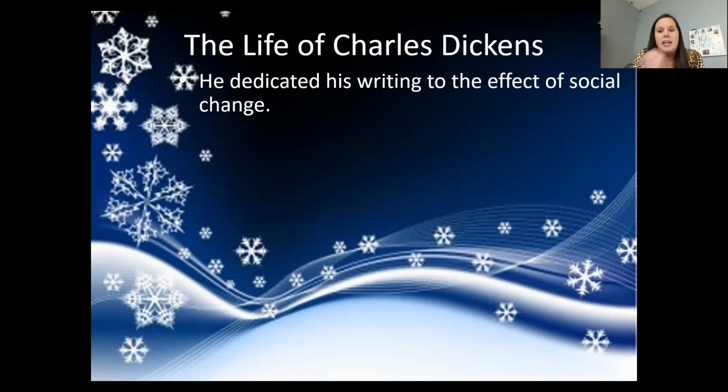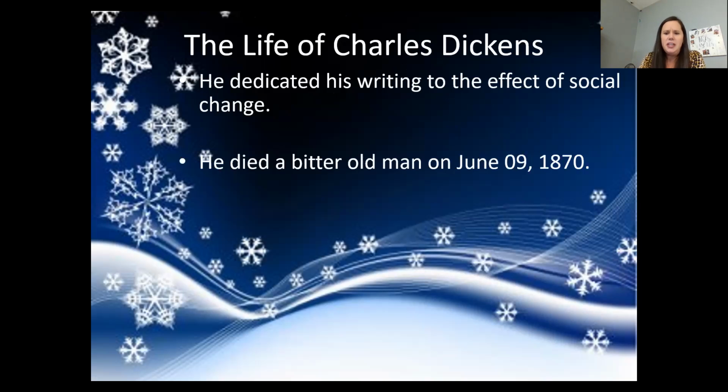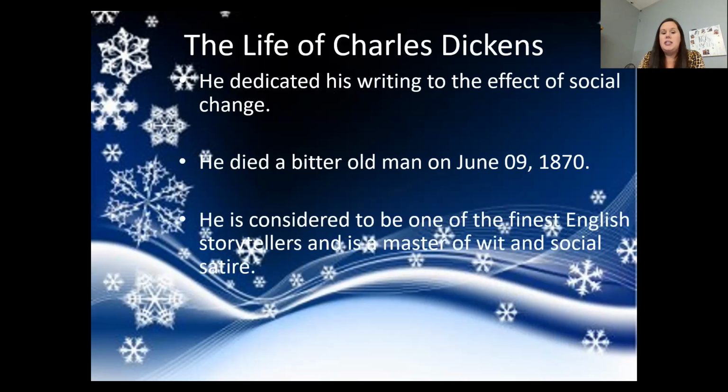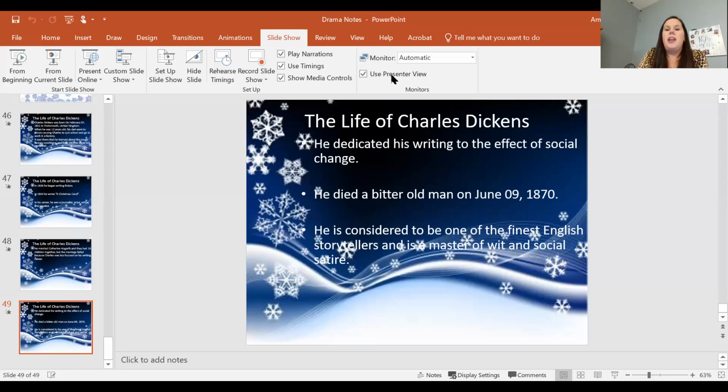He dedicated his writing to the effects of social change. So what kind of social change did he want? He wanted factories to be safer and children to be protected. He died a bitter old man, June 9th, 1870. To this day, he is considered one of the finest English storytellers and a master of wit and social satire.